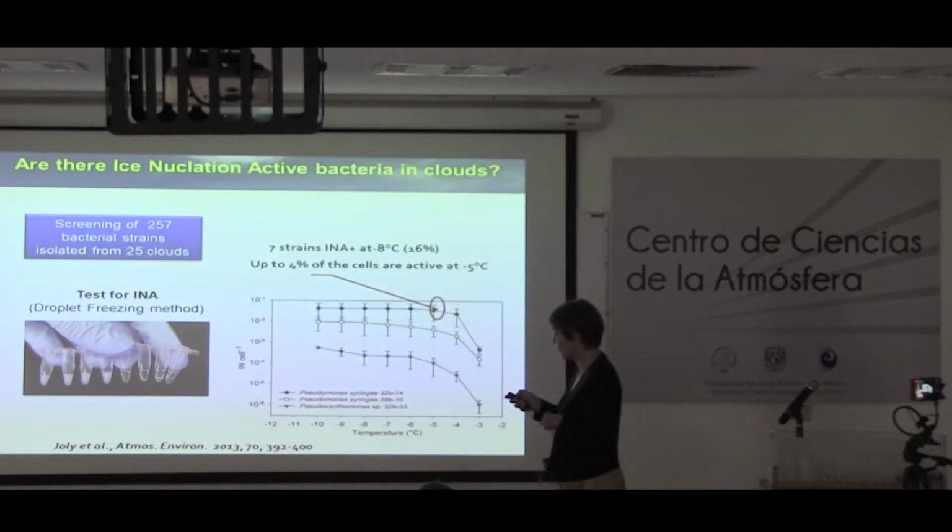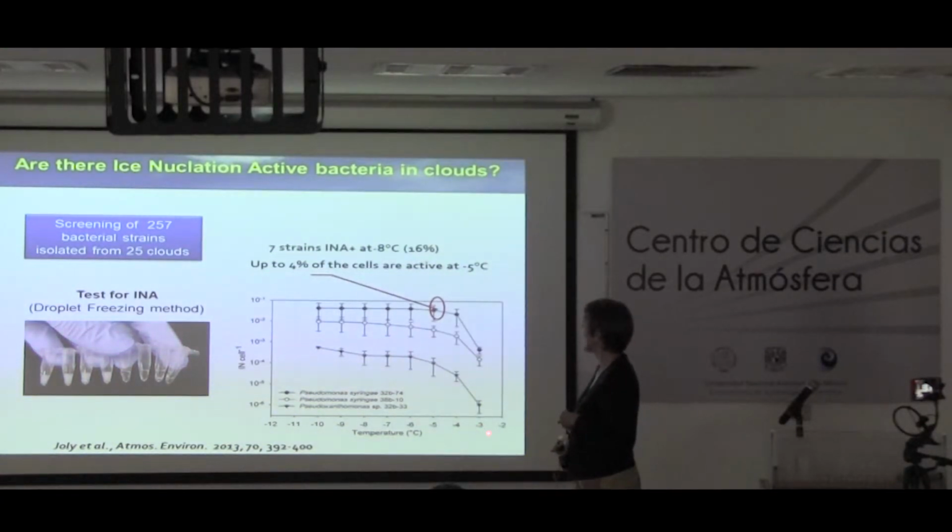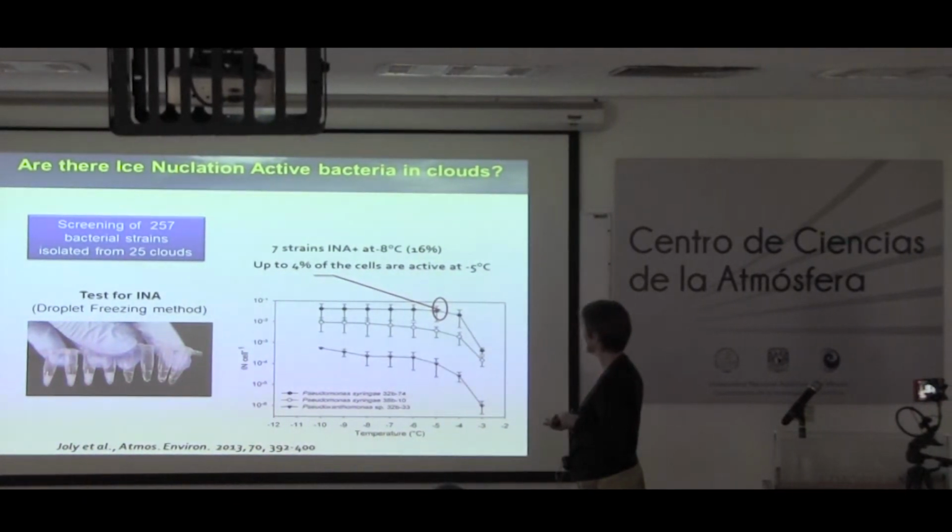Then you have this type of curve where you see the temperature at which it starts. I tell you, it can be very active, even at -3. And then you have the number of ice nuclei per cell. Here you have the example of 3 different bacteria. They start at the same temperature, but if you look at the number of ice nuclei they form, there are 2 orders of magnitude. So these 2 numbers are important, the temperature and the number of nuclei, of course. This one is extremely active. And I think at the moment it is the most active that has ever been described, with Pseudomonas that we isolated in clouds.